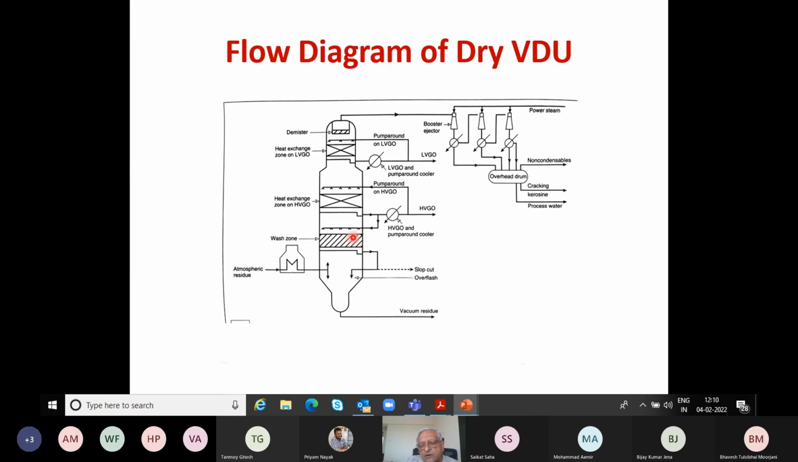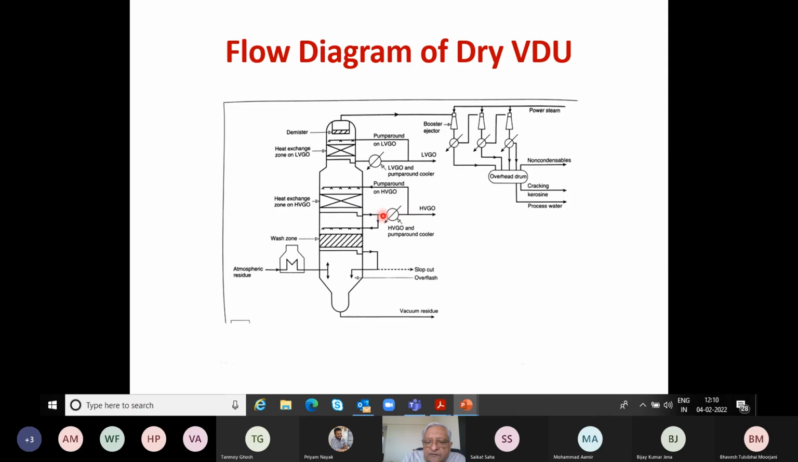And in vacuum distillation units, we don't provide trays. In old days, there were trays. I mean, most of the old vacuum distillation columns, which means designed before 1970, were provided with trays. But then over a period of time, they got replaced by random packing, and now what we call structured packing. And I'll come back to that later as to what is a structured packing.